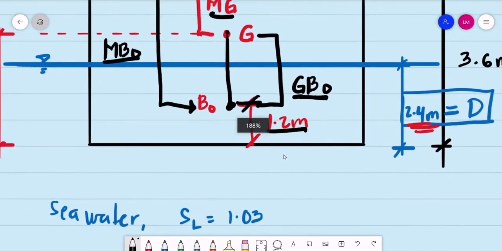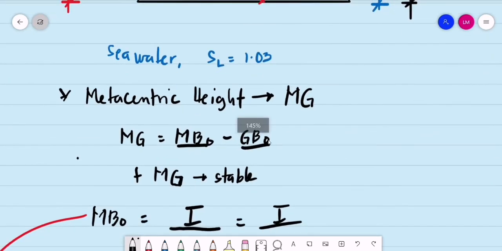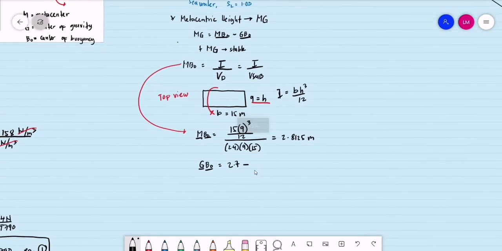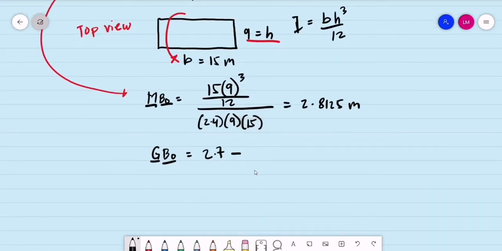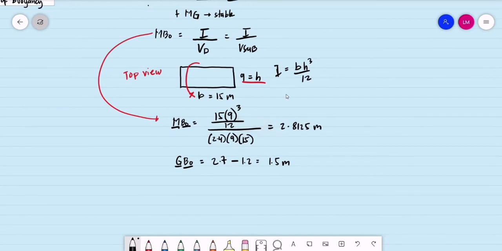Okay, ulitin lang natin para malinaw. Yung center of gravity is 2.7 meters mula sa ilalim. Yung center of buoyancy ay 1.2 meters mula sa ilalim. So yung distance na GB sub O ay 2.7 minus 1.2, which is equal to 1.5 meters. Okay? So, pwede na natin kunin ngayon yung MG or the metacentric height.